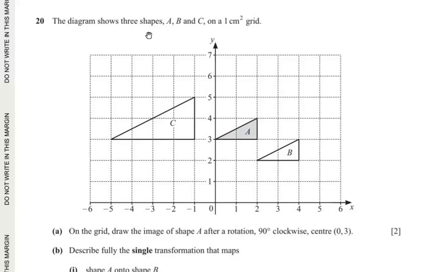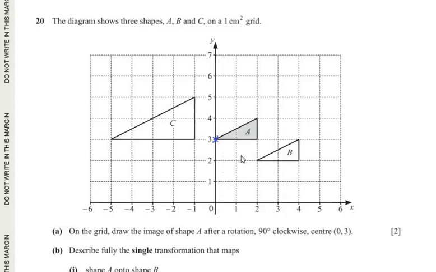The diagram shows three shapes A, B and C on a 1 cm square grid. On the grid, draw the image of shape A after a rotation 90 degrees clockwise with the center (0, 3). So here we are supposed to rotate this shape A 90 degrees clockwise at the center (0, 3). So the point (0, 3) is going to be over here. That is, on the x-axis it is 0 and on the y-axis it is 3.